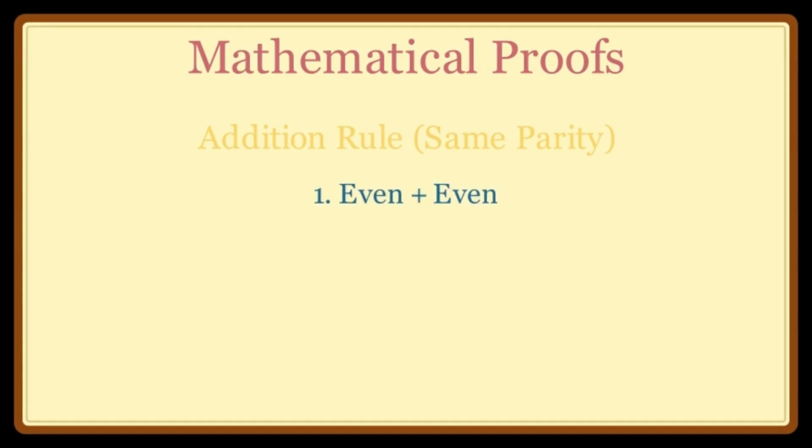First, adding two even numbers. Let us say we have our two even numbers, 2 times k and 2 times m. If we add them together, we get 2 times k plus 2 times m. We can factor out the 2, leaving us with 2 times the group k plus m. Since k and m are integers, adding them together just gives us another integer. So we have exactly 2 times an integer, making the result perfectly even.